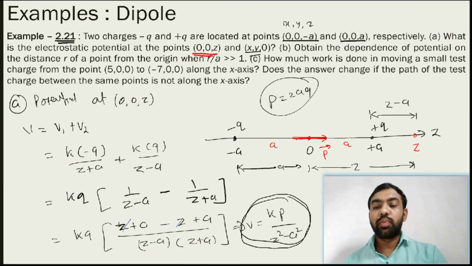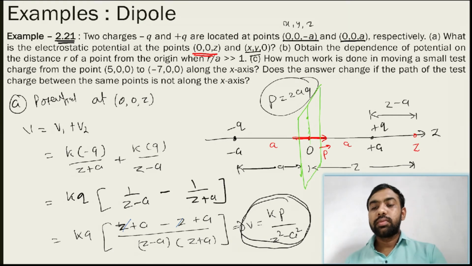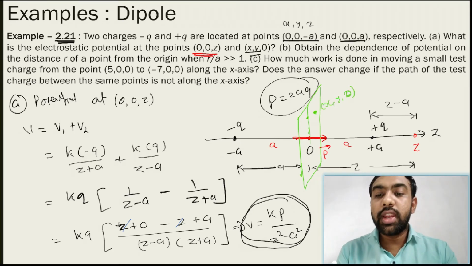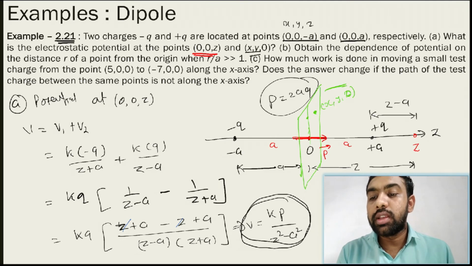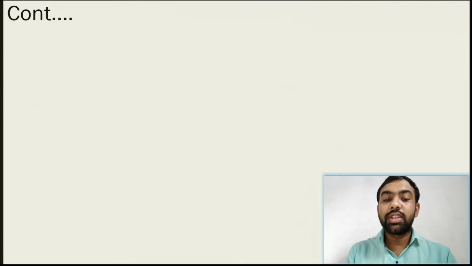Potential at xy0. Where is this xy0? xy means this is the perpendicular plane to the z axis. This is somewhere here, consider xy0 in this plane, but the xy plane is perpendicular to the z axis. So this plane is the equatorial plane for this dipole. Which plane is this point in? Equatorial plane. And what is the potential on the equatorial plane for the dipole? 0.